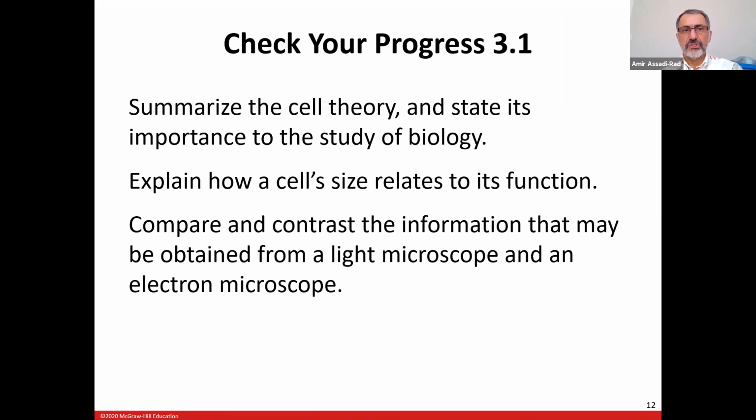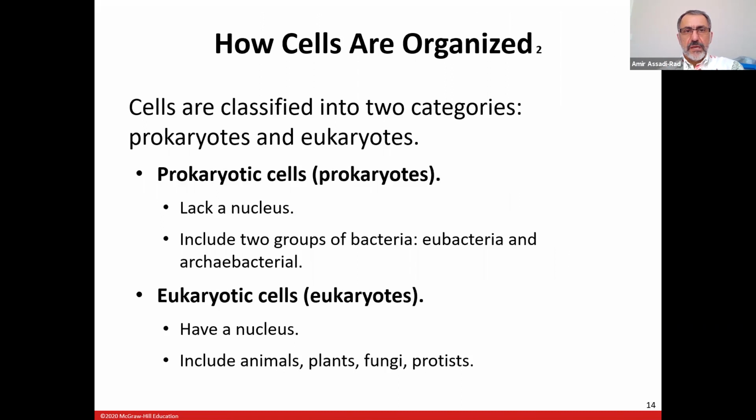I'm not going to spend too much time on these things. Okay, cells are classified into two groups, two categories. We already talked about that. I already had some quiz questions from it. So prokaryote and eukaryote. Prokaryotes are the cells that do not have a nucleus, and bacteria are in that group. Archaebacteria, eubacteria, they're all in that group.